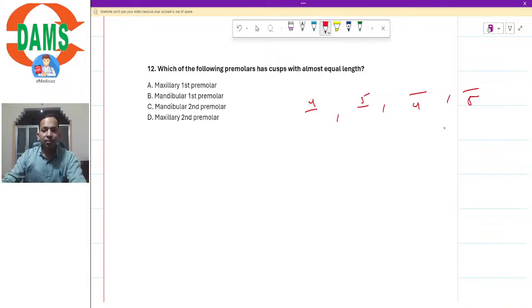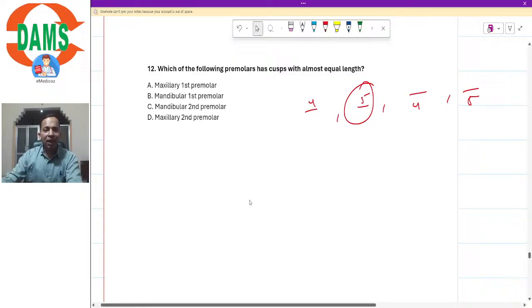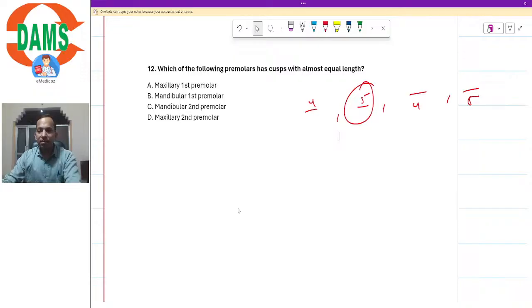gingivo-occlusal length, they have almost equal cervico-occlusal length. This feature is in the maxillary second premolar, right? So maxillary second premolar has almost equal sized cusps, isn't it? Then we also discussed that the maxillary second premolar is almost symmetrical, isn't it? Bilaterally symmetrical tooth amongst all the premolars, this is it.